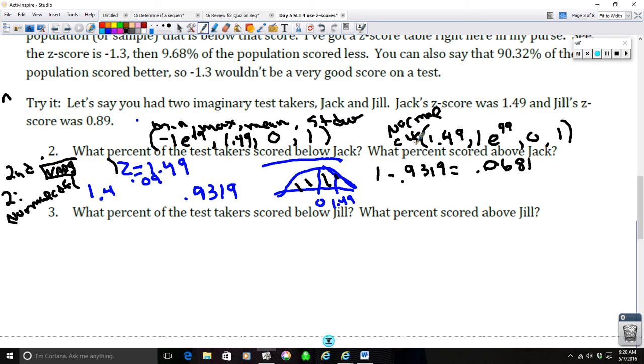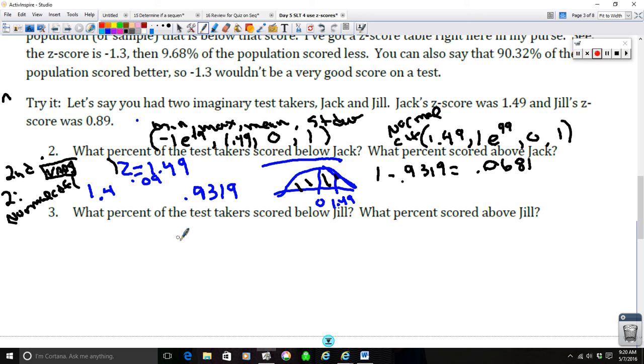So when you do this in the calculator, normal CDF of 1.49, 1 e to the 99th power, comma 0, comma 1. If you don't want to put 0 and 1 in, it's fine because it assumes it. It's 0.0681, which is the answer we got.